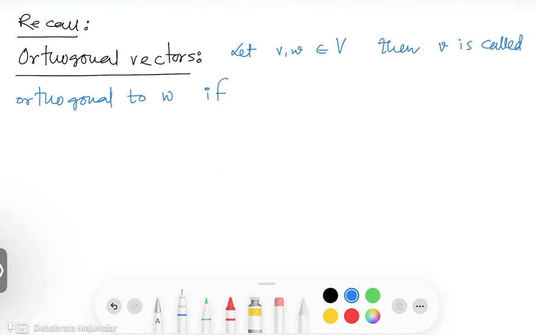So here, what is the meaning of dot product? Because we are working on a vector space. So what is the meaning of dot product?